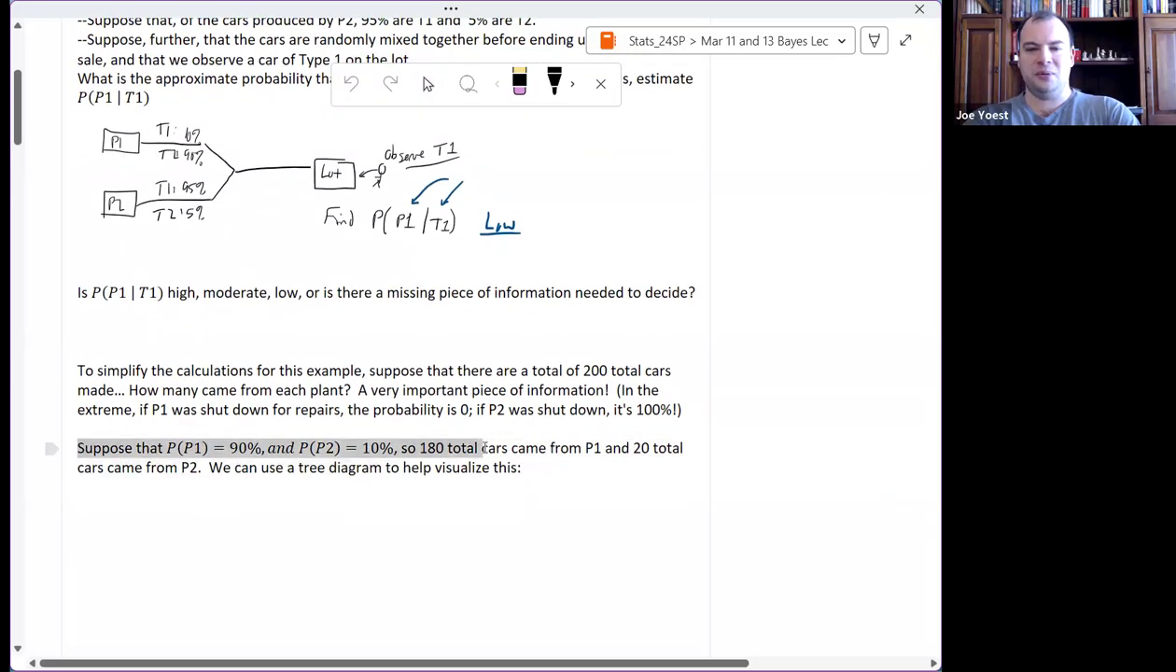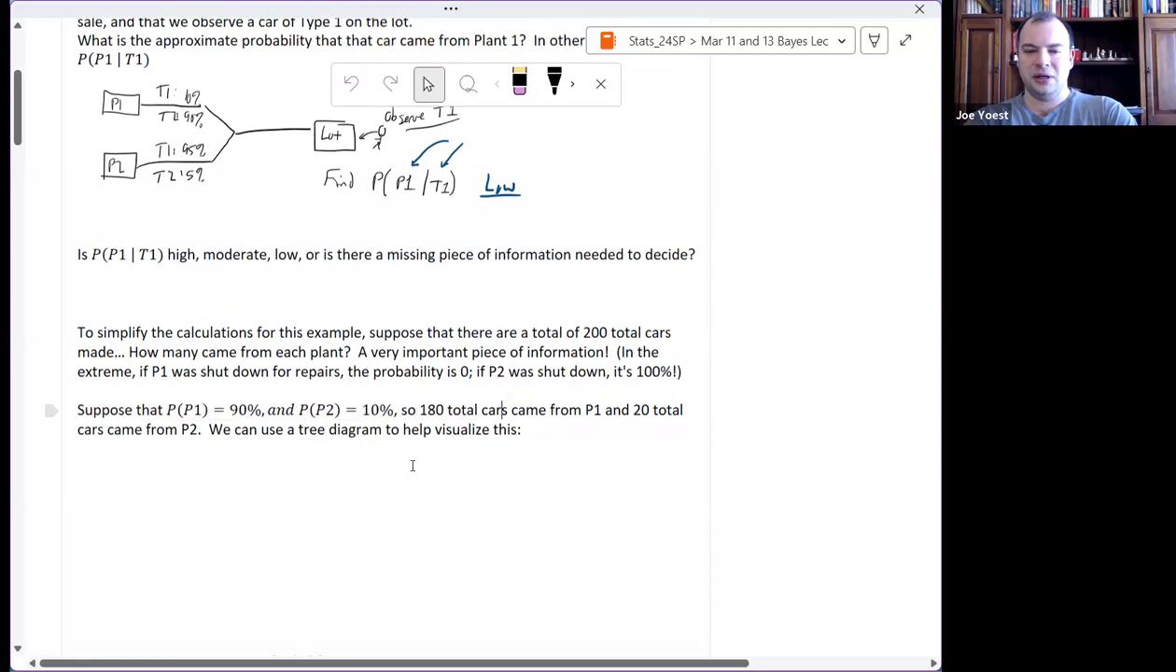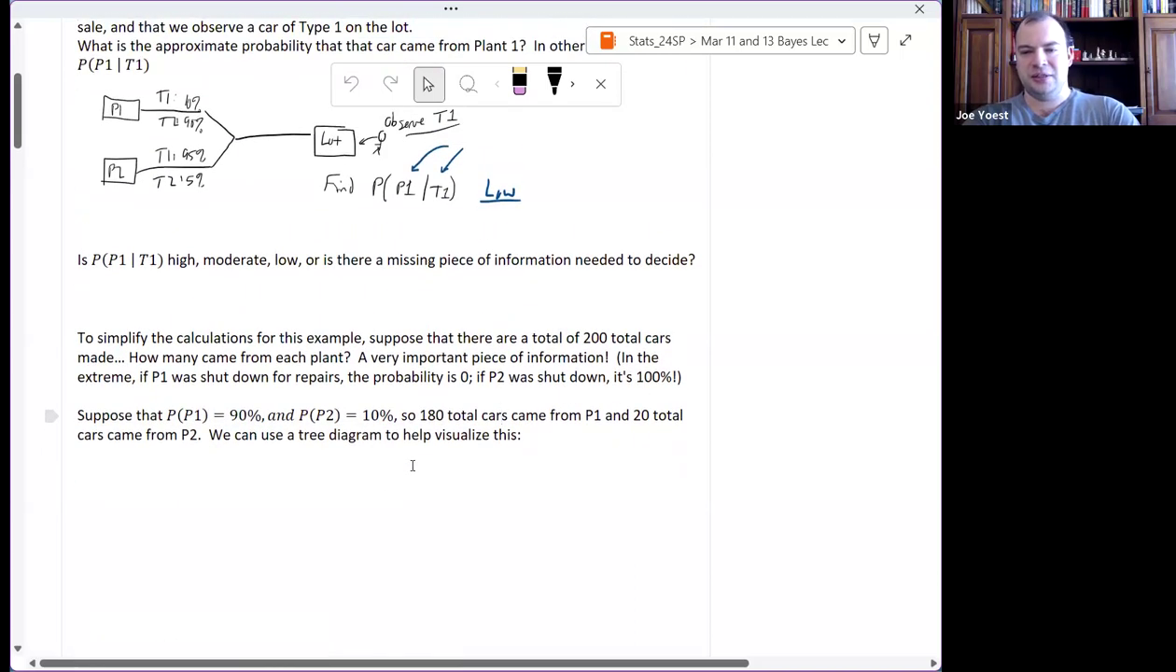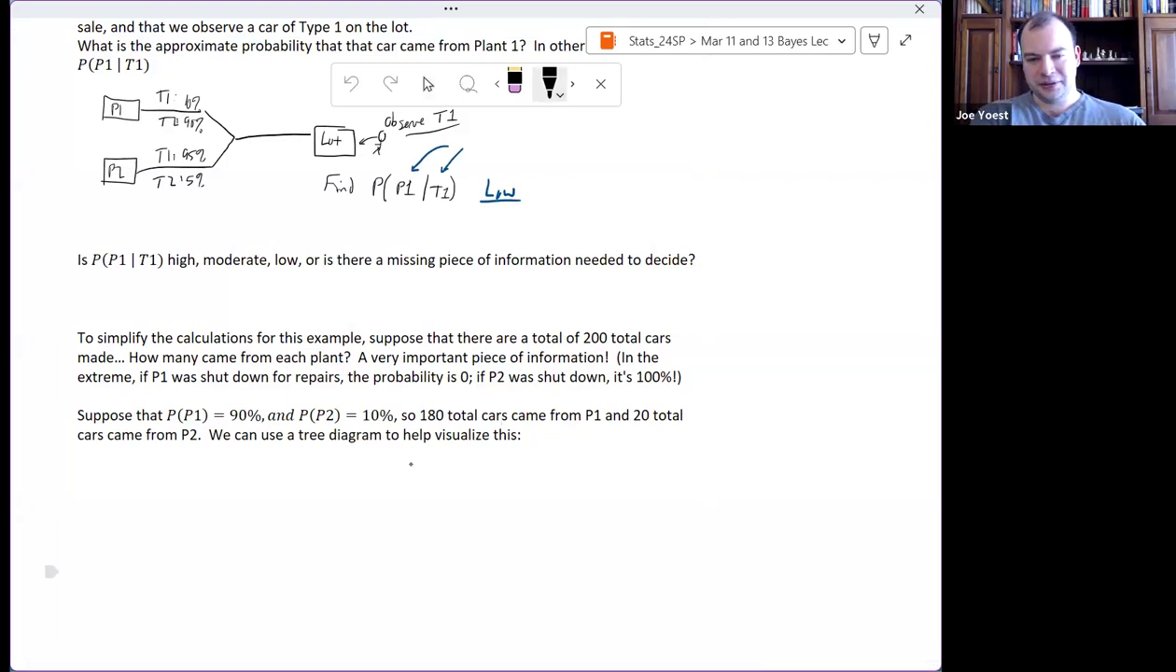So let's suppose that plant 1 produces 90% of cars overall and plant 2 10% of cars overall. Well, what does that mean? That means that 180 cars came from plant 1.